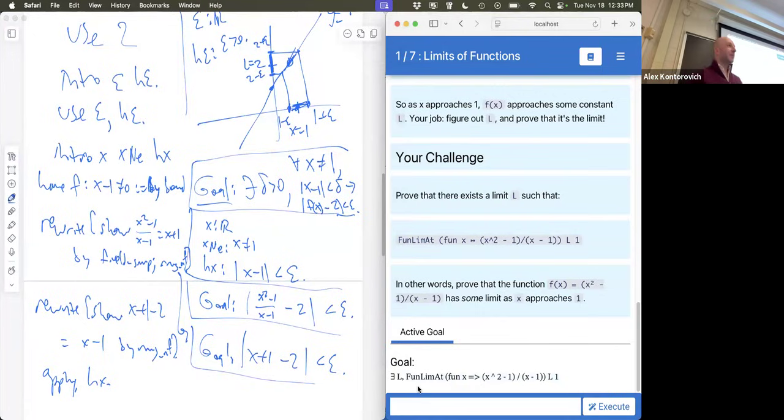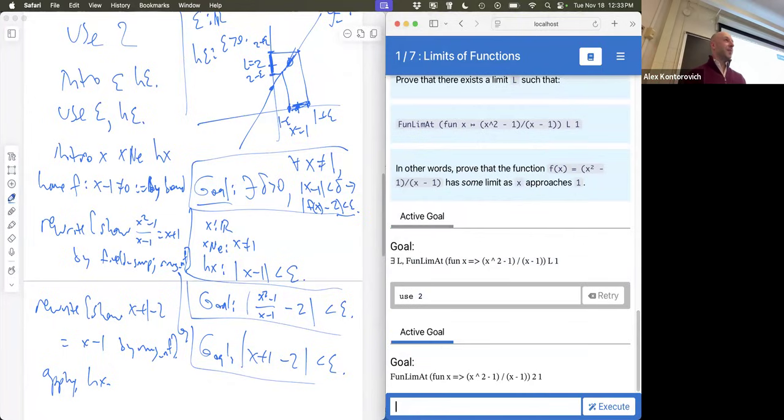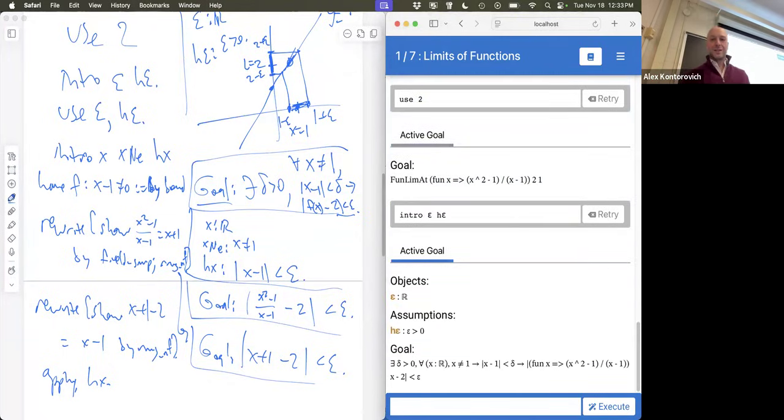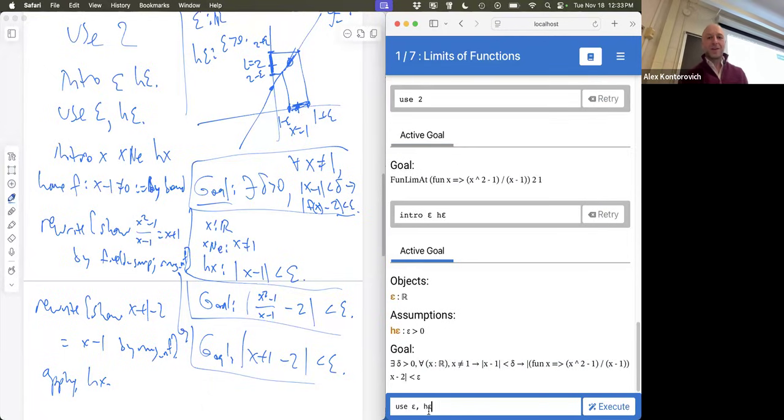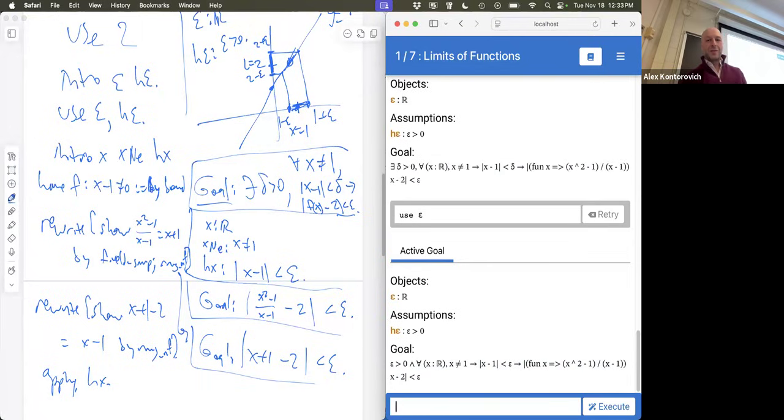So which value of L? Use 2. Okay, we have to prove fun lim. Intro epsilon, h epsilon. All right, what value of delta? Use epsilon, comma, h epsilon. That clears both conditions. If you didn't put the comma h epsilon, you would have 2 goals, that epsilon's positive and this. You could split them if you really wanted to.